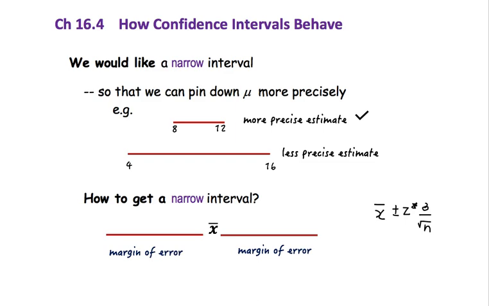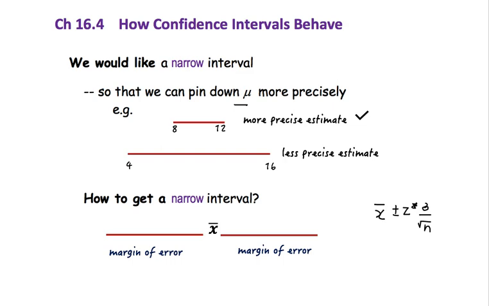Chapter 16.4: How Confidence Intervals Behave. Ideally, when we construct a confidence interval, we want that interval to be as narrow as possible. Why? Because a narrow interval allows us to pin down the mu more precisely.